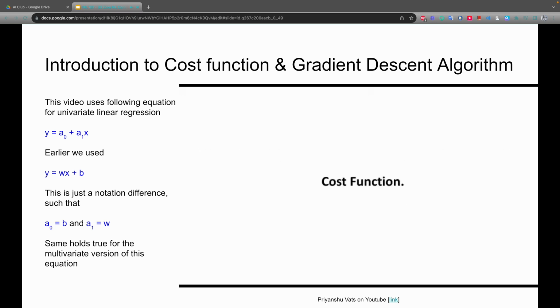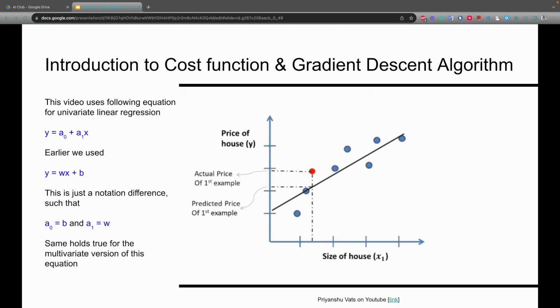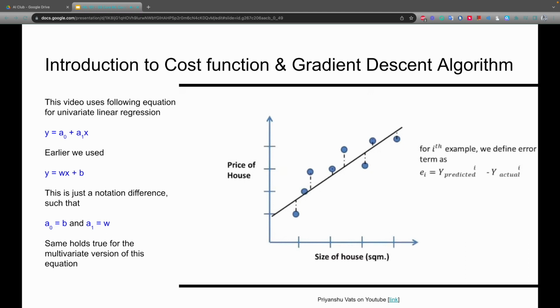Cost function to the rescue. Let's suppose we have m training examples or observations, and this is the first one. This is our model. From this, we know that this is the actual price of the first example, and this is the price of the first example as predicted by the model, which falls on our straight line for that size. Let's call this difference the error term e, which is y actual minus y predicted. Since it is for the first example, let's call it e1. For the ith example, we define the error term as ei equals y predicted minus y actual.